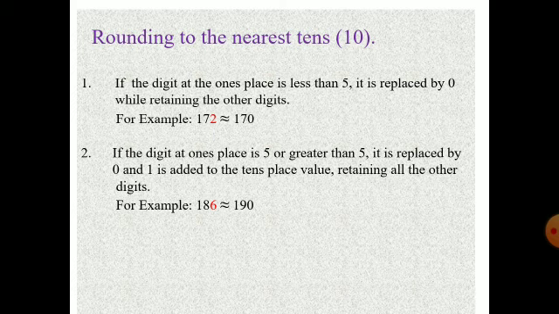Step 2. If the digit at ones place is 5 or greater than 5, it is replaced by 0 and 1 is added to the tens place value, retaining all the other digits. For example, 186. Since in this example, the digit at ones place is greater than 5, it is replaced by 0 and 1 is added to the tens place. So on rounding off number 186 to the nearest tens, we get its approximate value as 190.